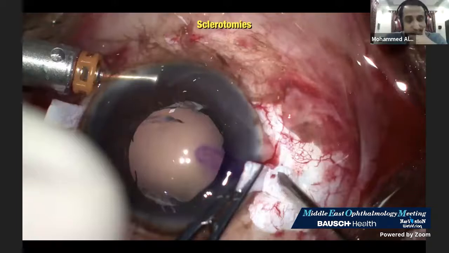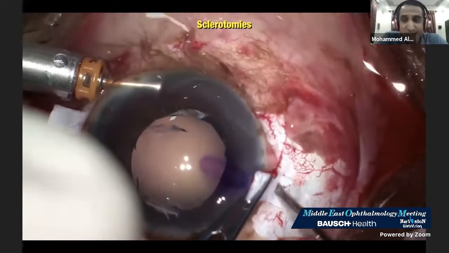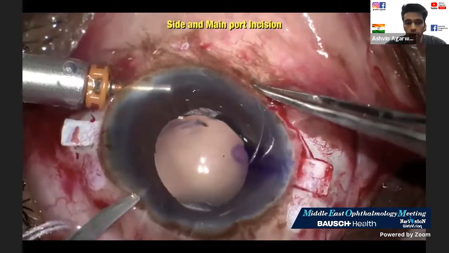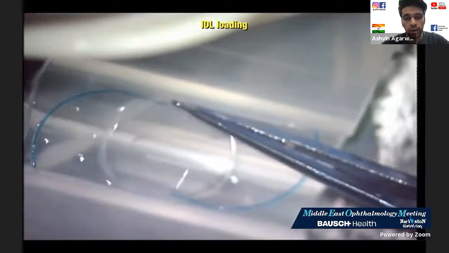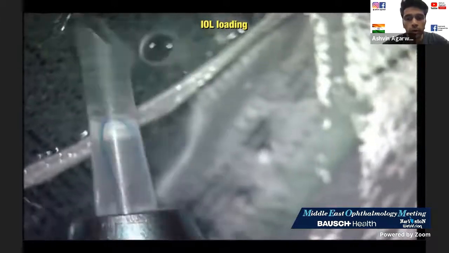Thank you, Safwan, for completing when I lost my connection. So after I make my incisions, I'm going to continue after incisions. I'm showing you the loading of the intraocular lens, a 3-piece lens. Usually if you load it, it could load in this fashion. And this is something you do not want in a glued intraocular lens.